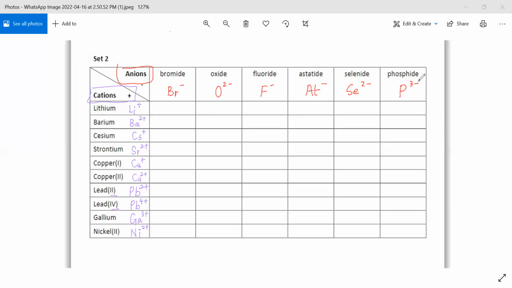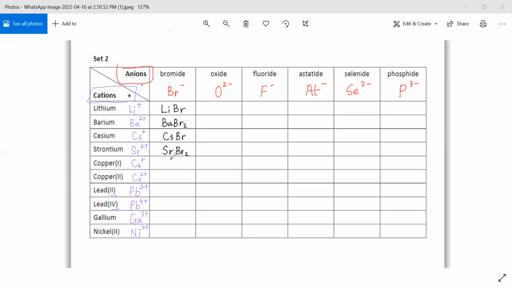Okay, now let's write all the formulas quickly. Let's take turns, starting from Ishan. Lithium bromide is LiBr. Ozan? BaBr2. Daisy, next. CsBr. Perfect. Continue, guys. SrBr2. SrBr2, perfect.